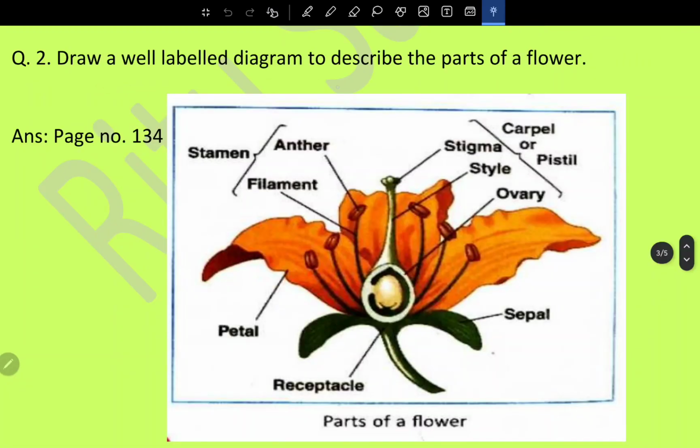Now this is the well-labeled diagram of parts of a flower. This is the stamen, the male part, and this is the female part, that is carpel or pistil. Carpel or pistil consists of stigma, style and ovary, whereas stamen consists of anther and filament. The colorful part is the petals, the green part is the sepals, and this is the receptacle.